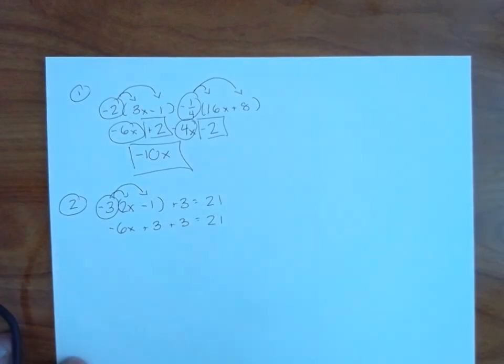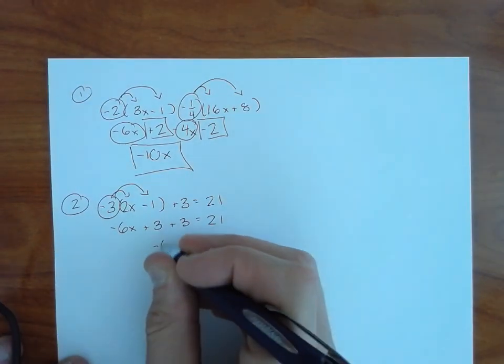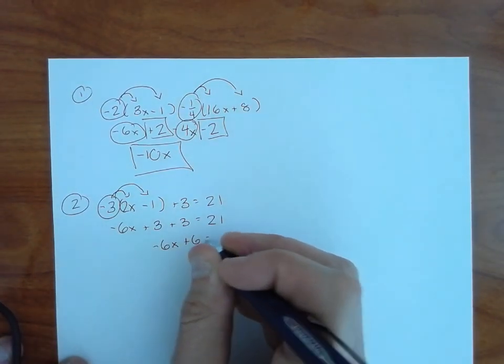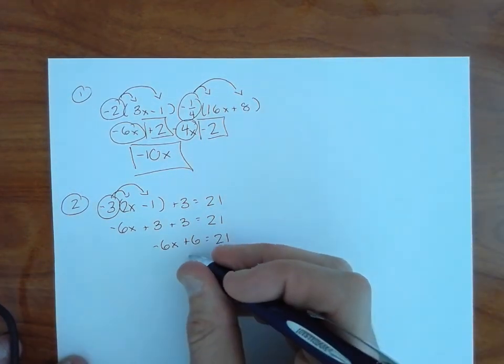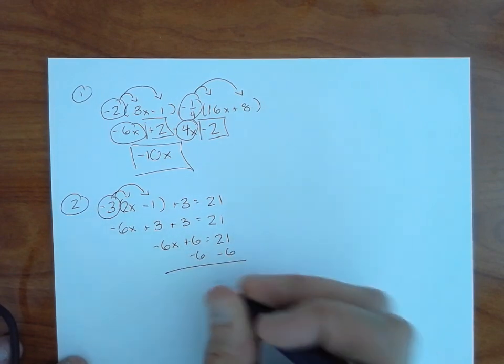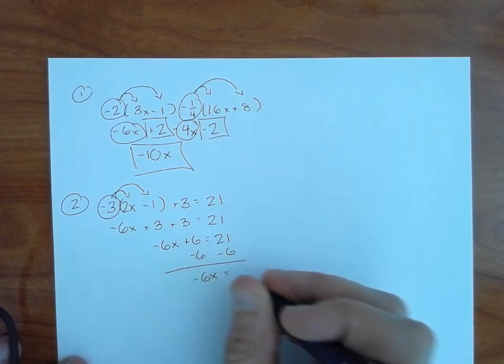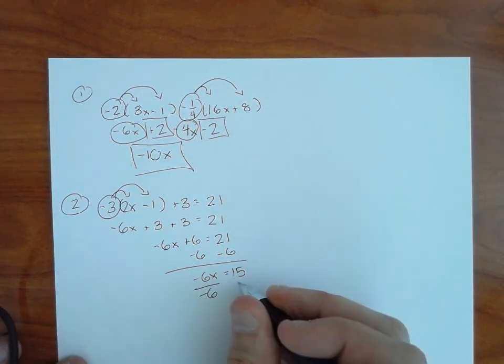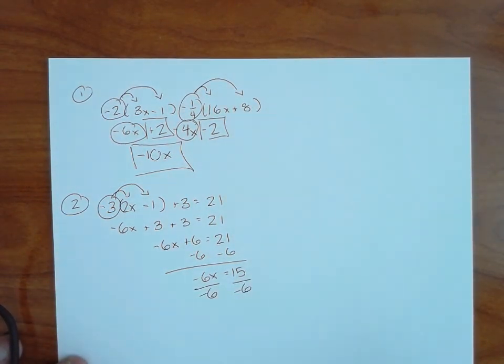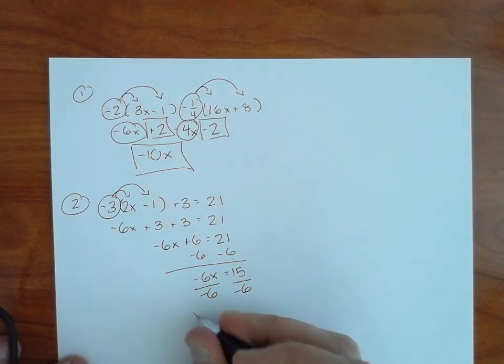Now, again, my goal is to make this a two-step equation. If I can make it a two-step equation, I know how to solve it. So if I combine like terms, now from here, it's a two-step equation. We undo adding 6 by subtracting 6, because we always get rid of our constant first. And then finally, I'm going to undo multiplying by -6 by dividing by -6.